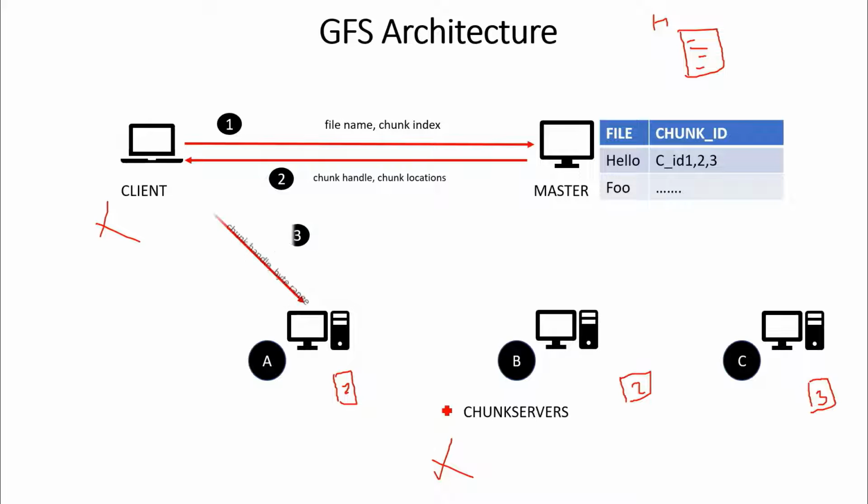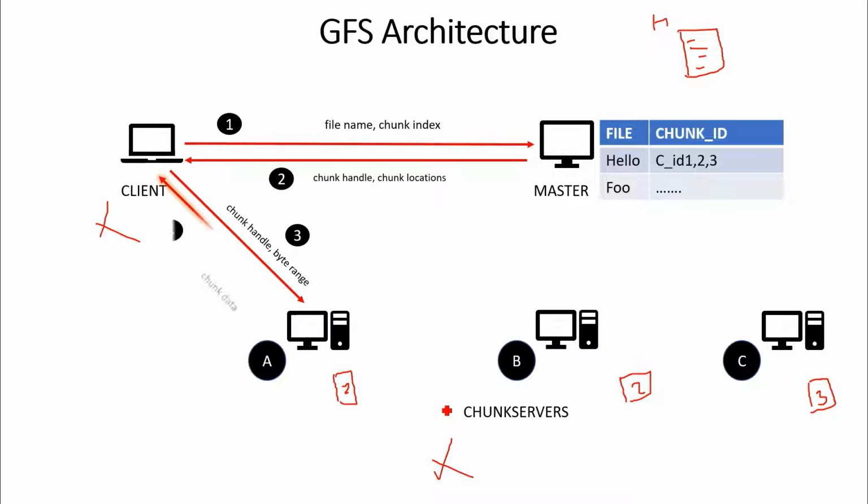Now the client sends a request to one of the replicas, which is most likely the closest one. It is decided based on IP address, so whichever replica chunk server is closest to the client, and the request specifies the chunk handle and the byte range within that chunk.